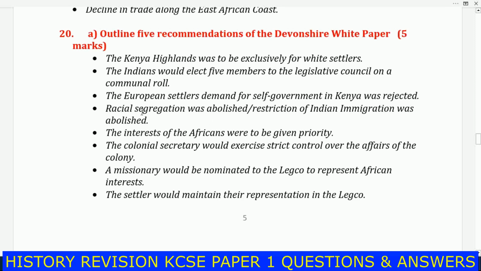Next, racial segregation was abolished. That is, restriction of Indian immigration was abolished. Next, the interests of the Africans were to be given first priority. Next, the colonial secretary would exercise strict control over the affairs of the colony.